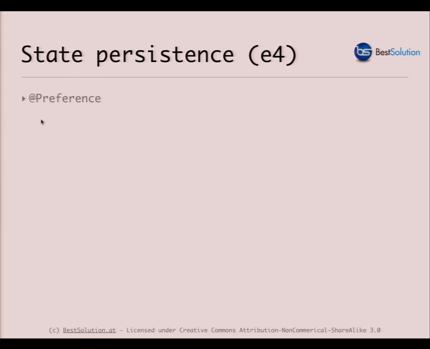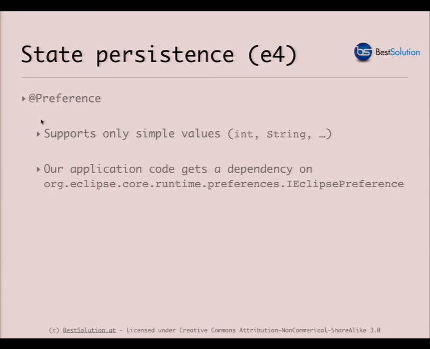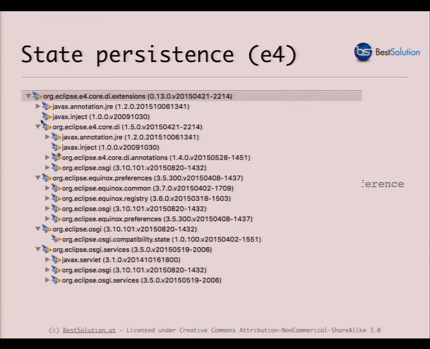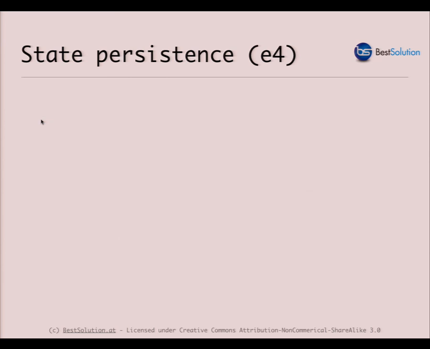For state persistence in Eclipse 4, once more, you have an annotation called Preference. It supports simple values like strings and so on. But when we want to start publishing stuff, we get once more a dependency on IEclipsePreferences. Our small UI code base once more has the problem that it references a very deep down structure in the core preferences of the OSGi container, or in this case, Equinox. This is the dependency graph you get at the very moment you reference IEclipsePreferences. Once more, disapproved.